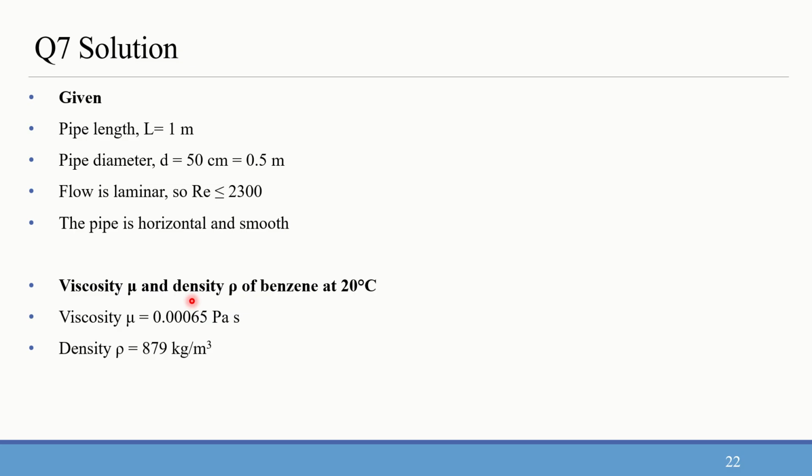Benzene viscosity. Okay, it is 6.6 into 10 power minus 5. Oh, no, 10 power minus 4. Yeah, 0.66 millipascal second. Here also, if we go to millipascal, it is 0.65. Yeah, it is 0.65 millipascal second. And its density is 879 kg per meter cube.